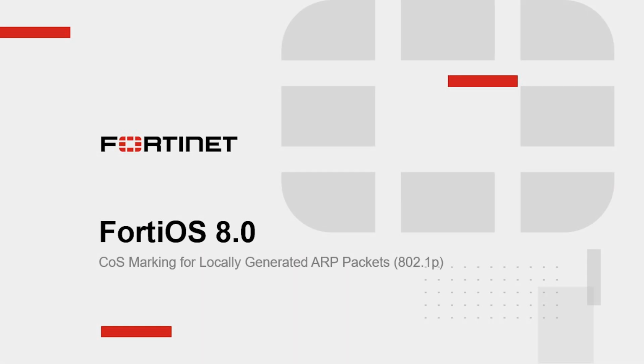Hello and welcome. In this video, we'll demonstrate how to configure a class of service, or COS, value for ARP reply packets on a FortiGate VLAN interface to help ensure successful ARP resolution in congested networks.